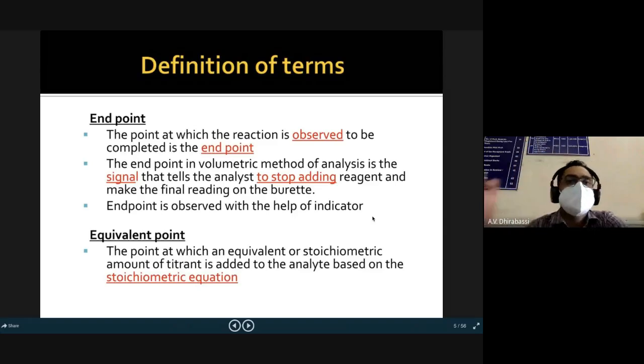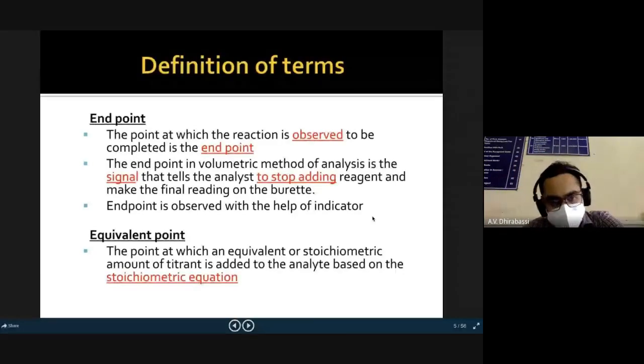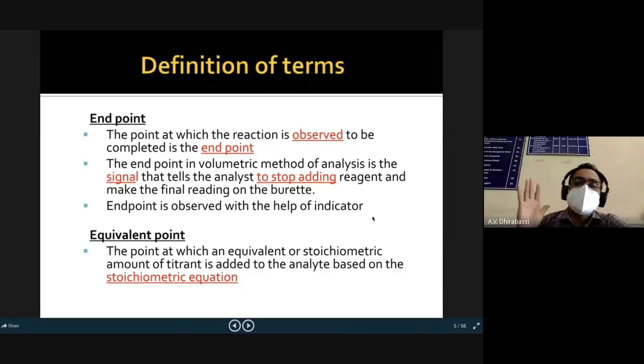So you have to stop adding the reagent or standard solution dropwise. That is the signal for the analyst. While analyzing, that will be the signal, that is the endpoint. You have to stop here. Your reaction is completed here.